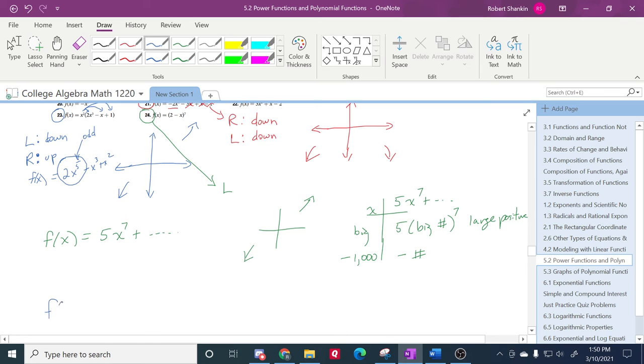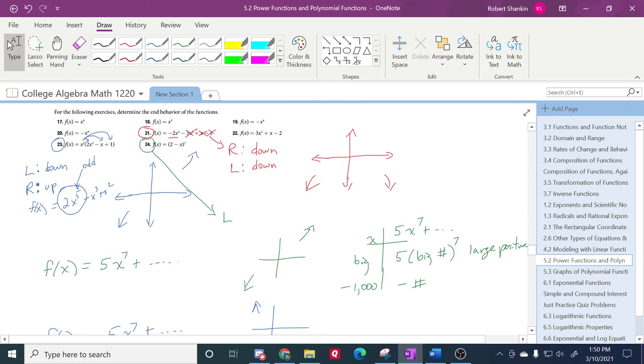If you had f of x equals negative 5x to the 7th plus something, it flips this around. This is a reflection across the x-axis. We've done these transformation things. When it was going to be a positive height, it's now a negative height. When it was going to be a negative height, it's now a positive height. And it goes like this. If that leading exponent is even, though, then they both go in the same direction. Both up if the coefficient is positive, both down if it's negative. All right, so now let's go back to number 24.